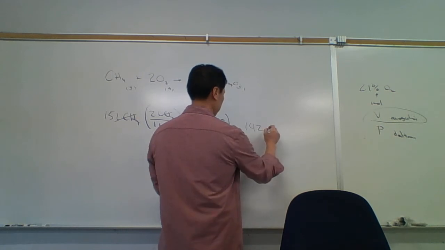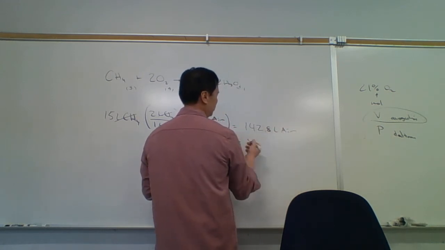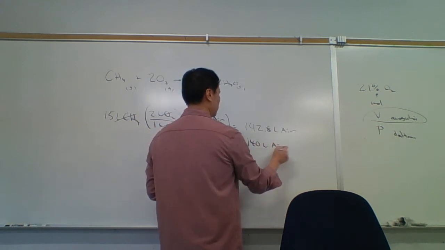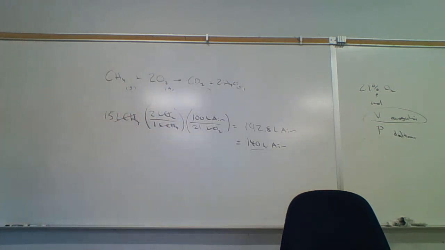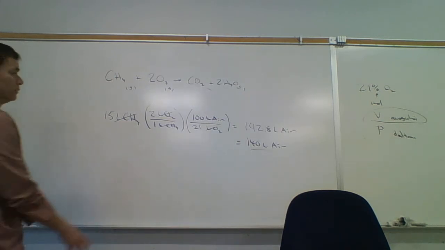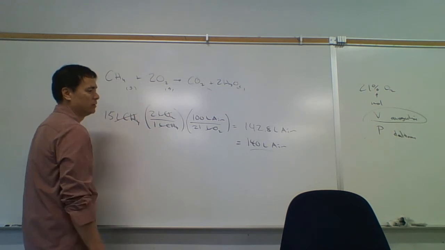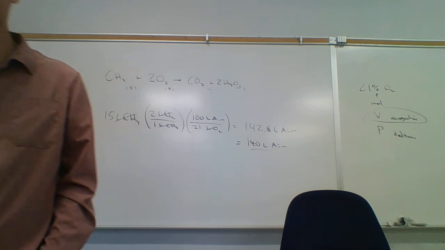So 142.8 liters of air, or because we're only allowed 2 sig figs, 140 liters of air. So it's not a number of people got it, but that should come out too. You need a lot of air because although we only need 30 liters, in 140 liters of air, you're going to have 30 liters of oxygen in there. The rest is mostly nitrogen.